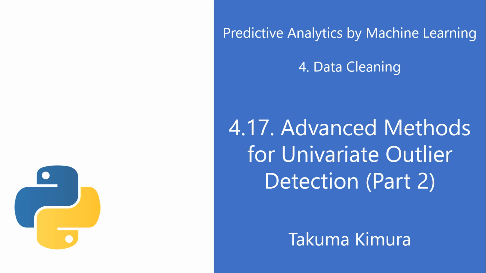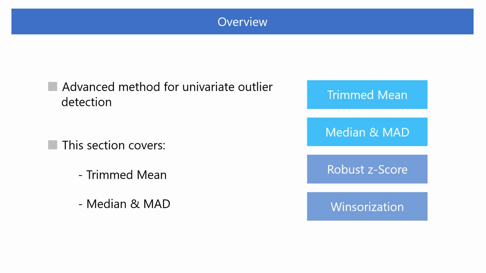Chapter 4, Section 17, Advanced Method for Univariate Outlier Detection, Part 2. As advanced methods for univariate outlier detection, the previous section focused on trimmed mean and median and MAD. This section covers robust Z-Score and Winsorization.